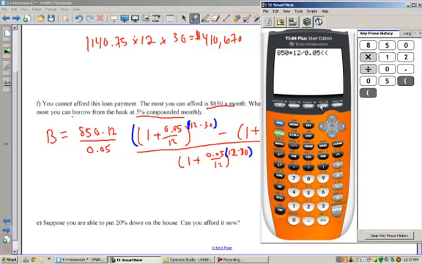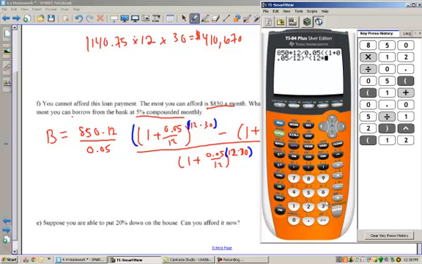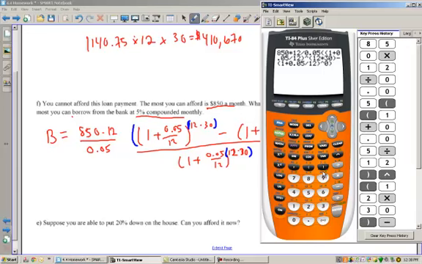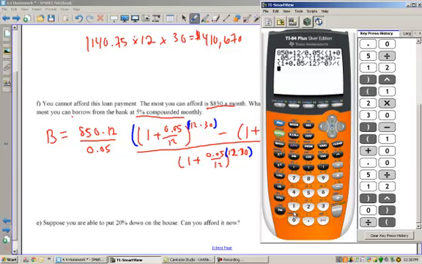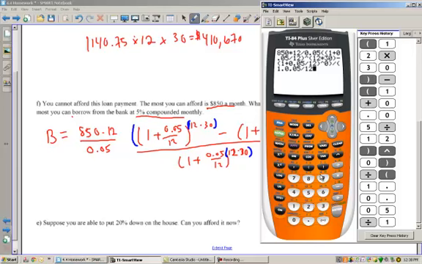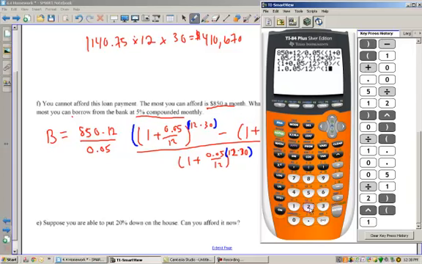So I have left parenthesis, 1 plus 0.05 divided by 12, end parenthesis, raised to left parenthesis 12 times 30, minus left parenthesis 1 plus 0.05 divided by 12, right parenthesis raised to the 0, and then don't forget the parenthesis after that. That's for the whole top part, and then divided by left parenthesis 1 plus 0.05 divided by 12, end parenthesis, raised to left parenthesis 12 times 30.